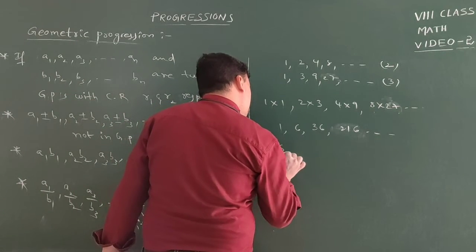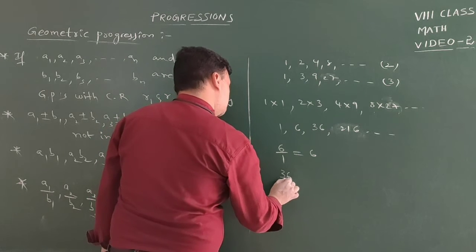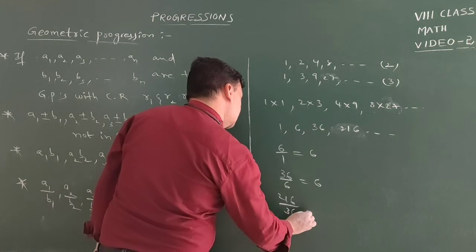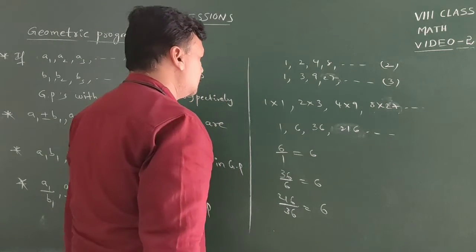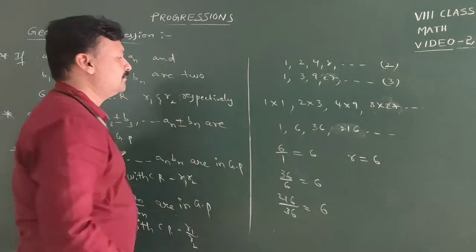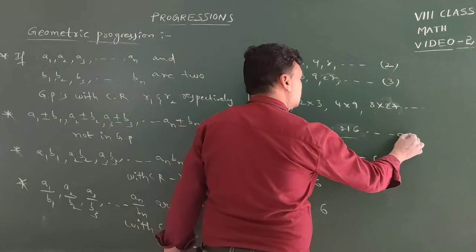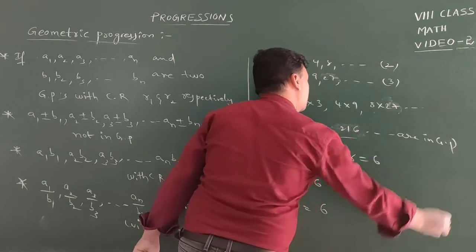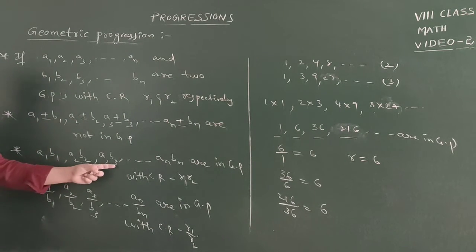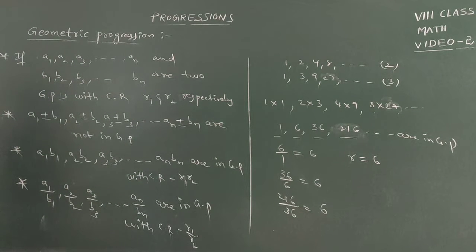Now 6 by 1 equals 6. 36 by 6 equals 6 only. 216 by 36 also gives 6 as the result. Therefore, here R equals 6. Here 1, 6, 36, 216 are in GP. That is what he explained here: A1B1, A2B2, A3B3 and so on. An and Bn are in GP with common ratios R1, R2.